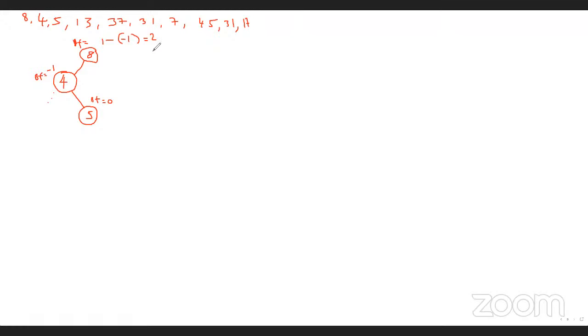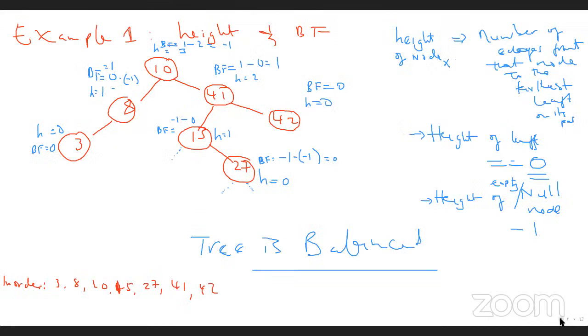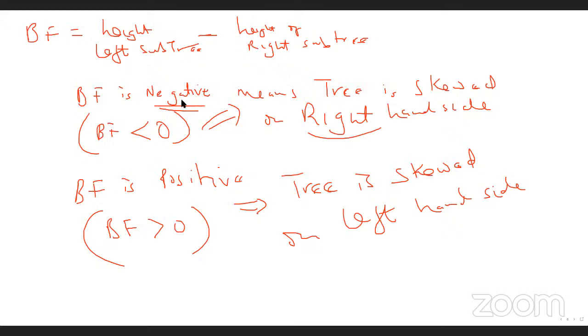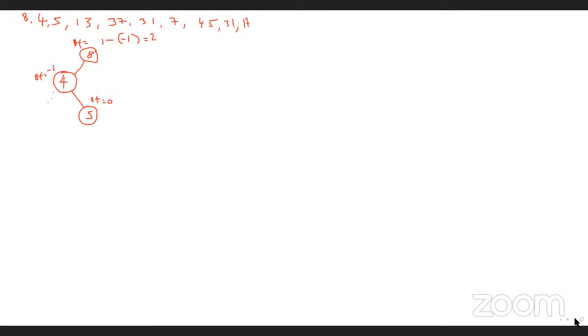So is the tree balanced? No, the tree is not balanced. The tree is not balanced because there is a 2 here. Now, this number tells us that this tree is not balanced. Which side is the tree leaning on? Left, right? Because it's positive. Remember what we said somewhere here. If it's negative, the tree is skewed on the right-hand side, and if it's positive, the tree is skewed on the left-hand side. Okay. So the tree is bigger on the left-hand side. So I'll write here, it's bigger on the left-hand side.